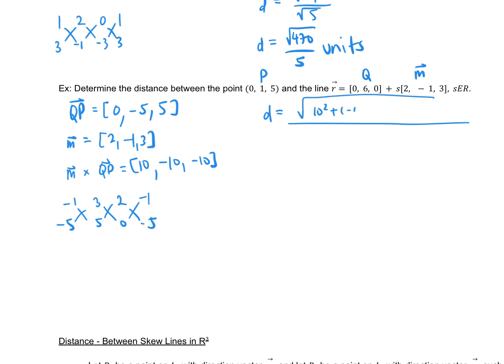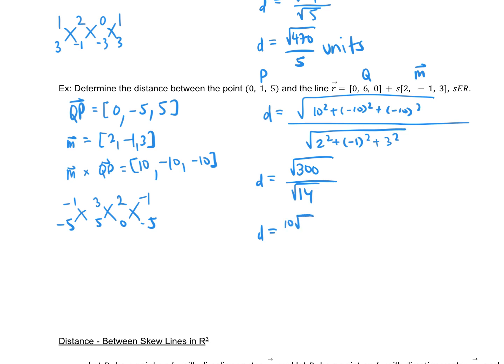10 squared plus -10 squared plus -10 squared, so that's the square root of 300, divided by the magnitude of our direction vector. So square root of 300 over 4 plus 1 plus 9, square root of 14. And the square root of 300 can be reduced because 300 is 100 times 3. The square root of 100 is 10.